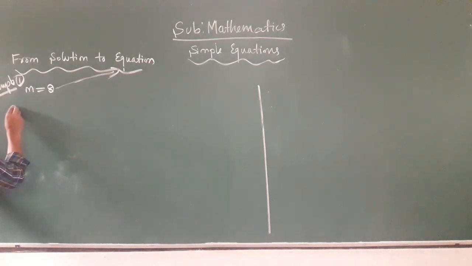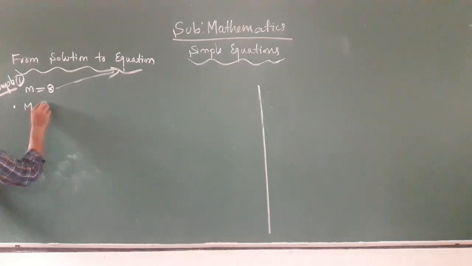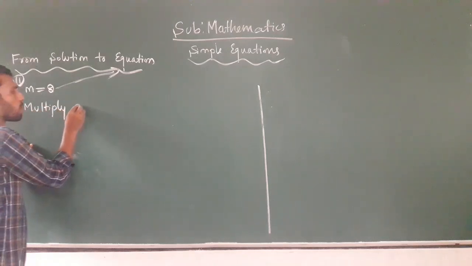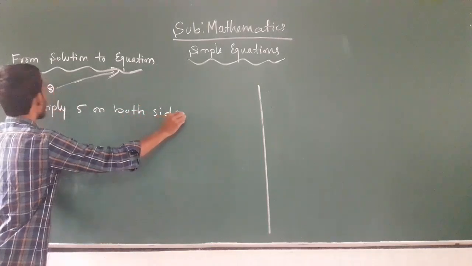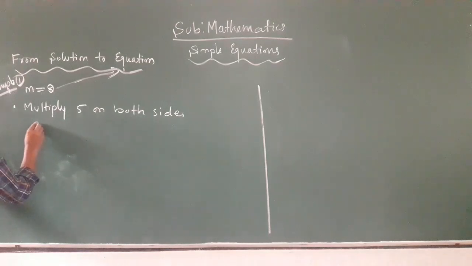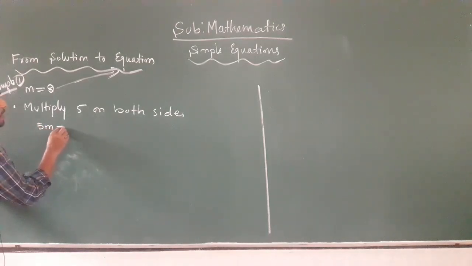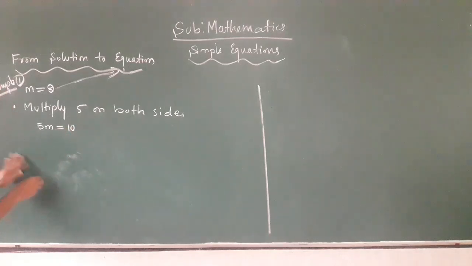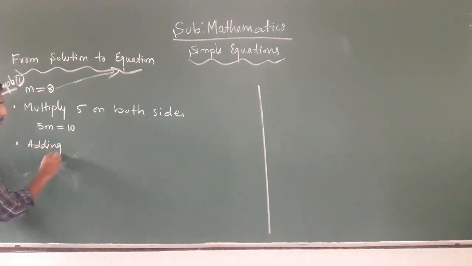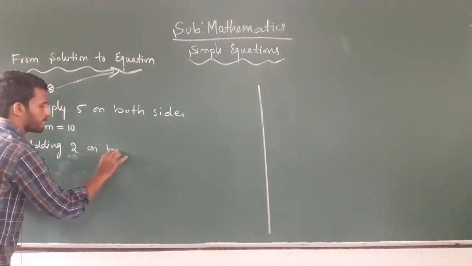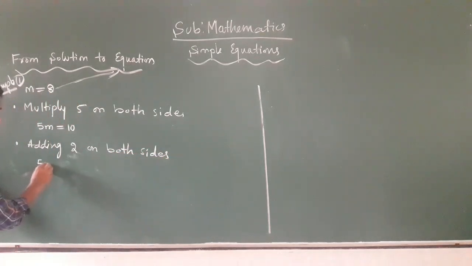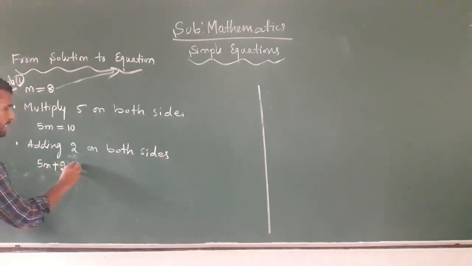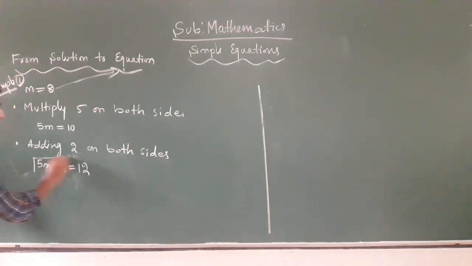First step is multiply 5 on both sides. When we multiply 5 on both sides, we are getting 5m is equal to 2 into 5, 10. Next step is adding 2 on both sides. When we add 2 on both sides, we are getting 12. This is the equation.